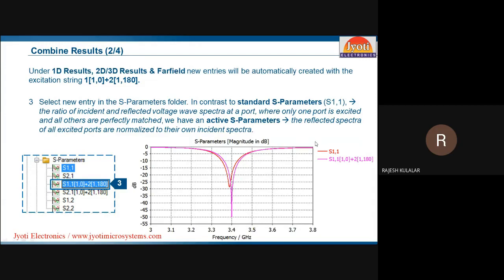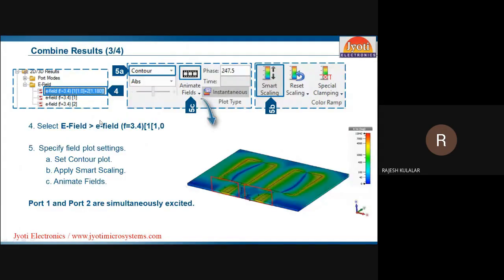From here you can see the S parameter without the 180 degree phase shift is almost at minus 30 dB. When you use the 180 degree phase shift, you can see it's almost at minus 50 dB at exactly 3.4 gigahertz. After that you can visualize the electric field. You can visualize both electric fields at a time, and you can see this one is opposite to the other.